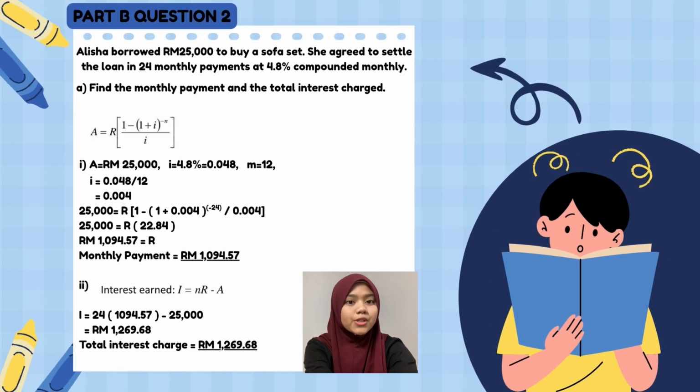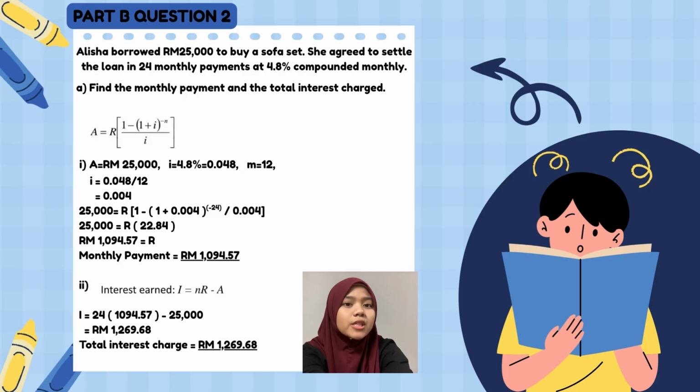So let's go for question 2 part B. Alicia borrowed RM 25,000 to buy a sofa set. She agreed to settle the loan in 24 monthly payments at 4.8% compounded monthly. So for this question, the formula you have to use is A equals to R in bracket 1 minus 1 plus I to the power of negative N over I and close the bracket. So for A it's 25,000, for I it is 0.048 divided by 12 because it is compounded monthly. So for the I is 0.004.